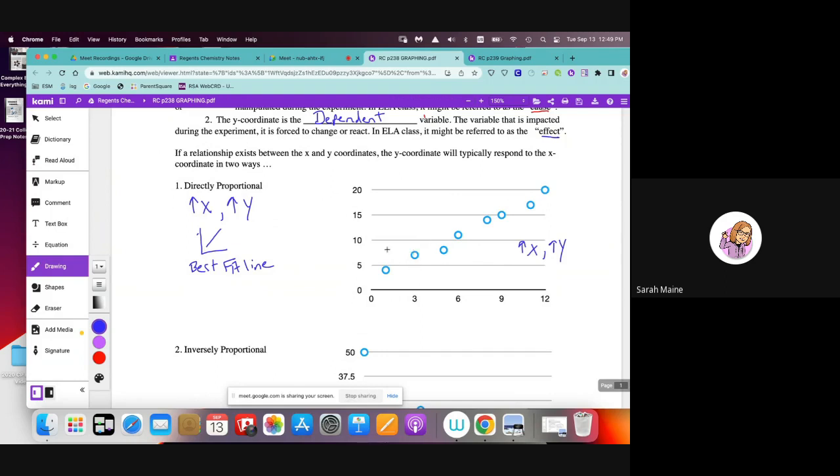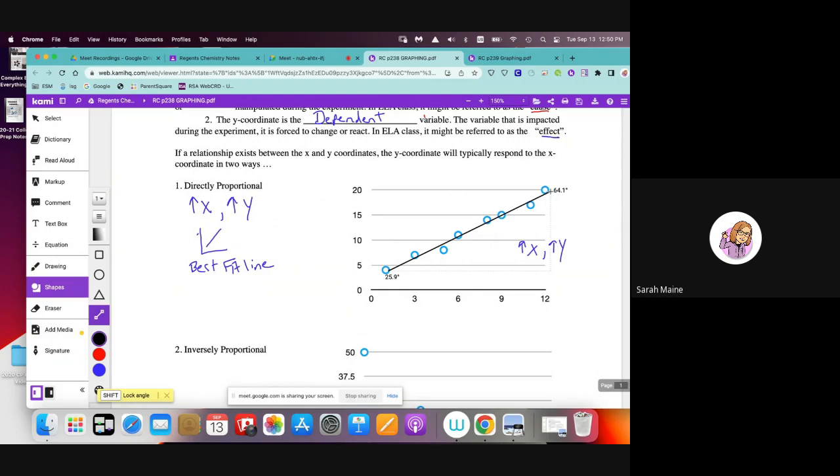So that means it may not touch every data point, including the first or the last, and it's really hard to draw with this. So I didn't do a very good job on there, but use a straight edge to draw that. Let me see if I can erase that. Okay, so let's see if I do shapes here. So here we go. There we go. So now I'm getting a straight line.